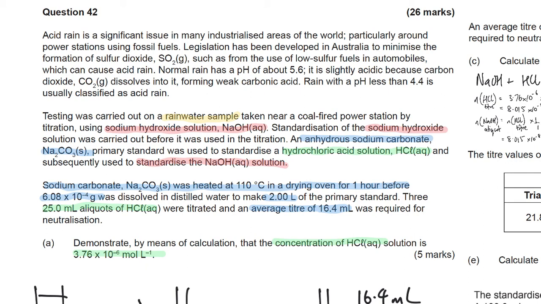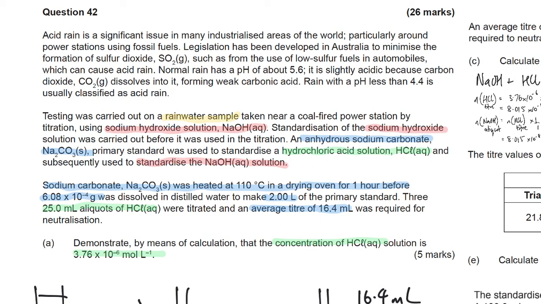So let's go walk through it. They start off with the first part. Sodium carbonate, which is our primary standard, heated to get rid of the water for 1 hour, and then it was this many grams, which is a really small amount. You wouldn't even be able to get that on a scale, really. Dissolved in distilled water to make 2 liters of primary standard. Then 3 25 ml aliquots of HCl were titrated, and an average titer of 16.4 was required for neutralization.